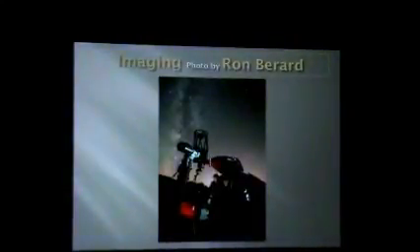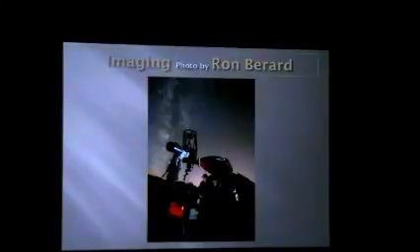So that's what I look like on a typical imaging. I don't know if my buddy Ron is here, but this is a picture Ron took of me this past August, where we're sitting out at the pit. And it's just a typical imaging session. Set your telescope up, and away you go.